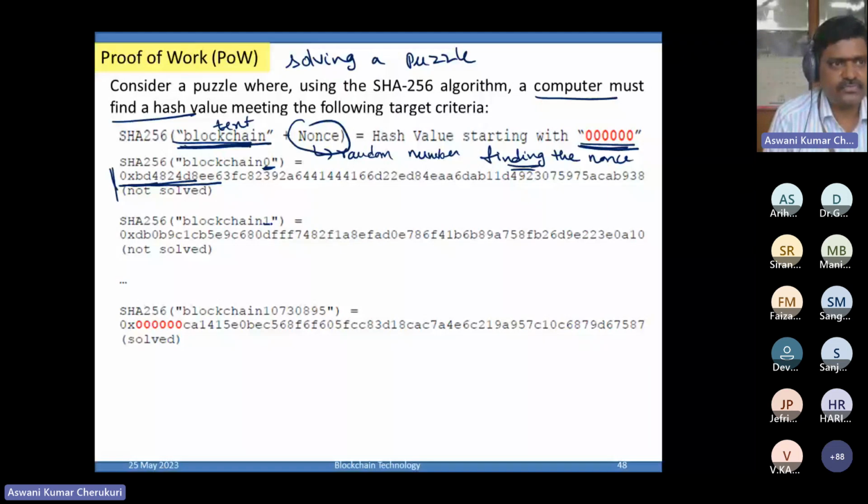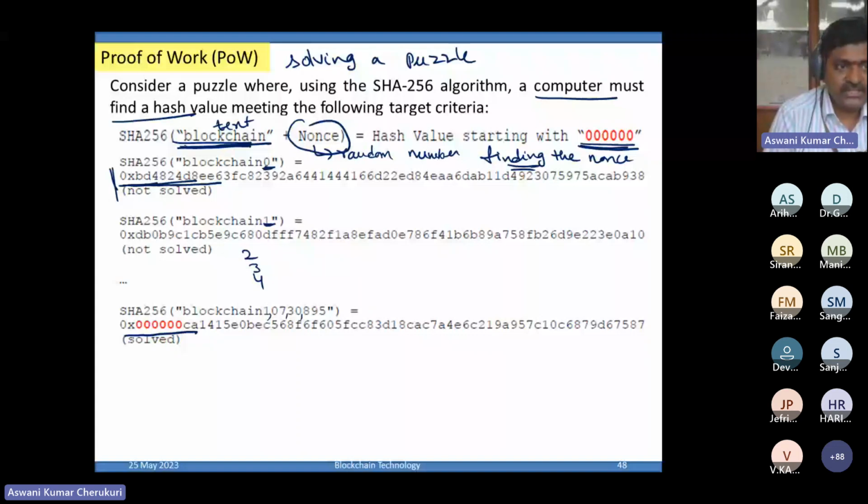So blockchain 1. Blockchain nonce value is 1. No. Like this, blockchain random number 2, blockchain random number 3, blockchain random number 4, and so on. Try for all possible numbers. Somewhere around, after cross-checking more than 1 crore nonces, you are able to find a hash digest having all 6 zeros in the beginning.